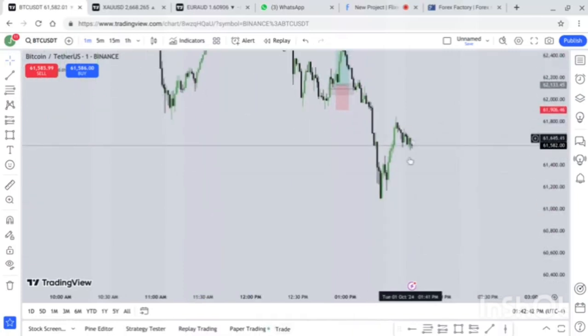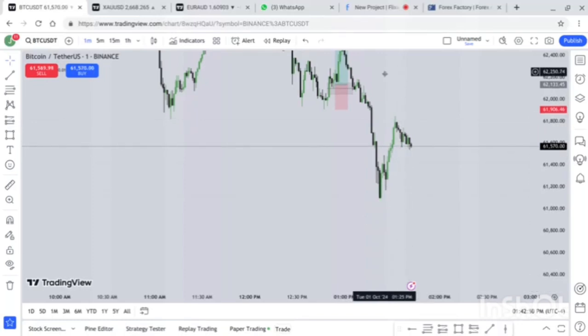Now you can see the market may clear this liquidity or this one. Someone set a stop loss here, someone set a stop loss here. So the market can clear this one and come back to clear this one. The market is always going from liquidity to liquidity, liquidity to liquidity.